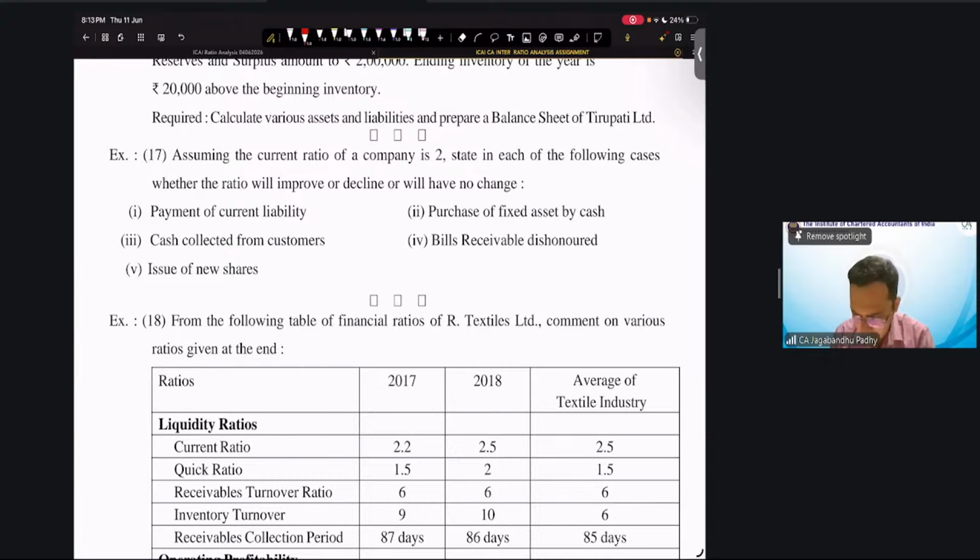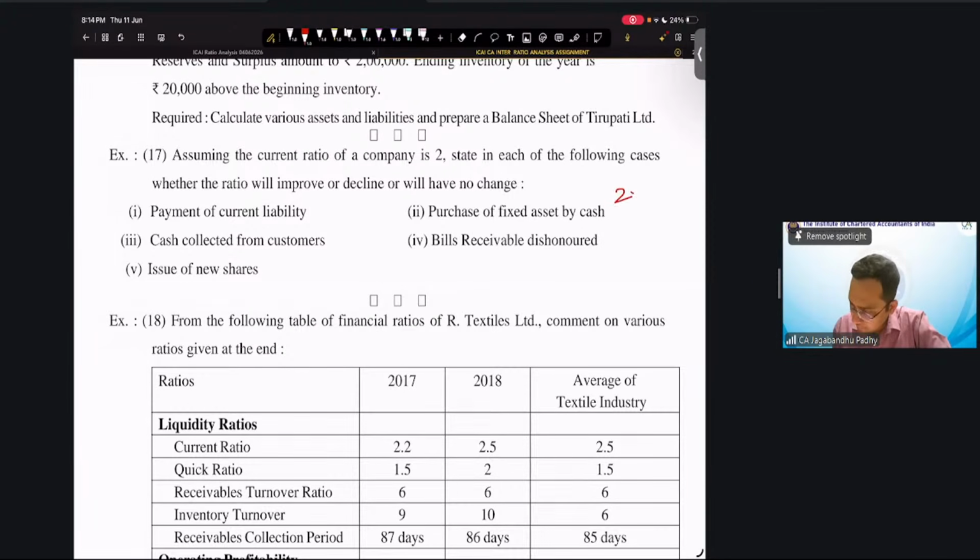Okay, so assuming the current ratio of the company is 2, state in each of the following cases whether the ratio will improve or decline or will have no change. First, payment of current liability. If you make a payment of current liability, what's going to happen to your current ratio? Is it going to improve or decline?